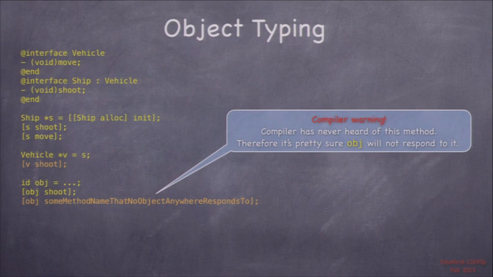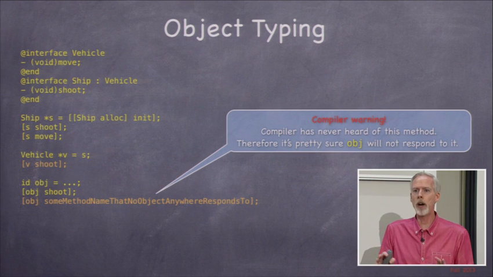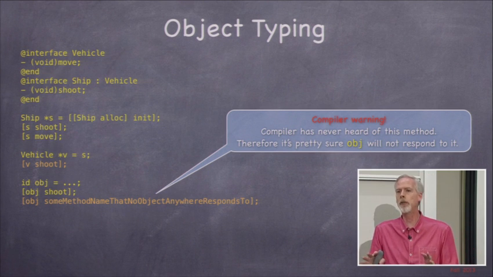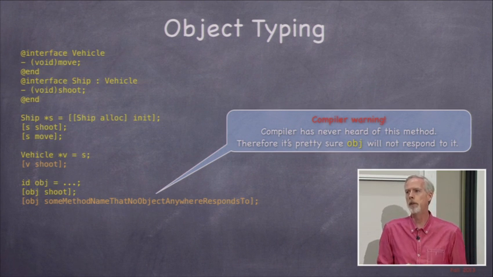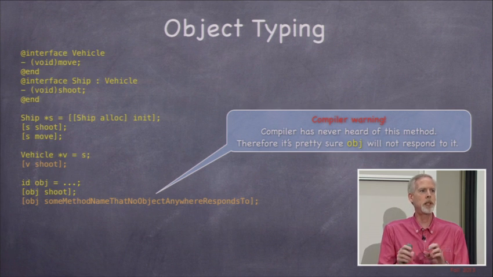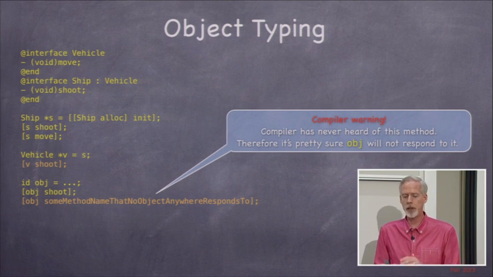If I say obj some method name that doesn't exist, then it will warn me. If it can't find that method anywhere, no object that the compiler has ever heard of implements that method, then it'll at least warn you. Because then it's likely you had a syntax error, you mistyped it. And so the compiler is going to help you there.